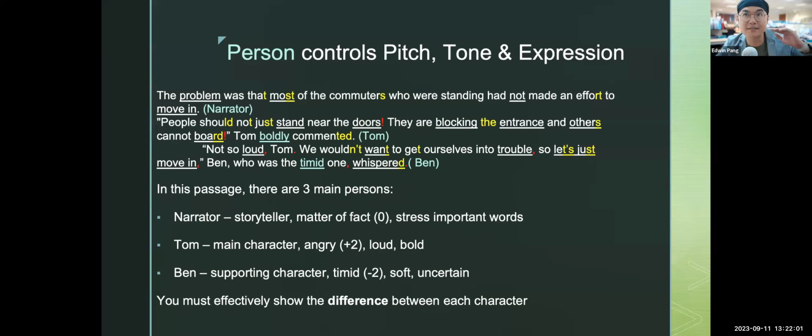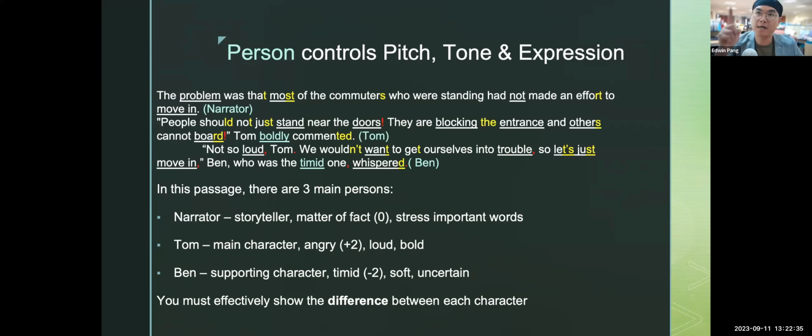So the narrator is like a 0. Narrator is like normal, 0. Okay? Then Tom is like +2, because Tom is very loud. So you increase the volume +2, right? And then Ben is like -2 because he's very soft, very timid. He's not willing to speak up. So imagine the volume dial: I increase, I decrease to change the characters. I switch up, it becomes Tom. I switch down, it becomes Ben. I switch to the middle, it becomes the narrator. Do you all understand, everybody? If you do, give me a thumbs up, please. Awesome.